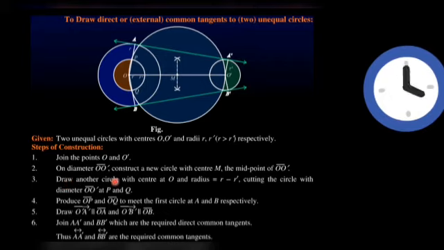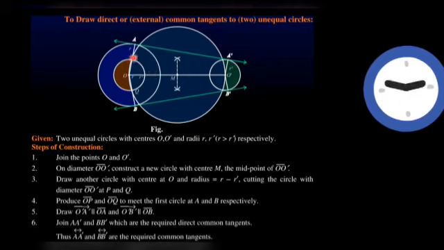Now we draw another circle with center at O and radius R minus R prime. This is the circle with center O. Here R minus R prime is the radius, which is the difference between the radii of these two circles. So this is the circle with radius R minus R prime.